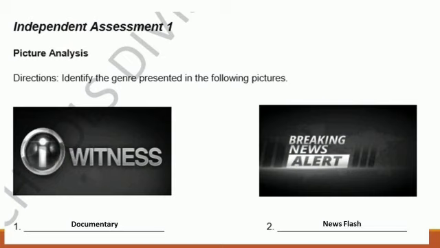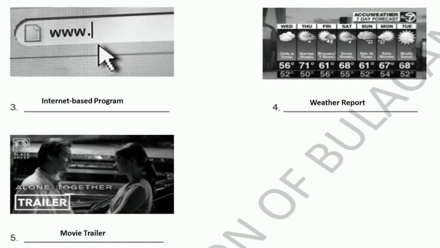Okay, so for number 1, we have documentary, because Eyewitness is a documentary program or it shows documentary films. For number 2, it is newsflash. That's why we have the words in the picture, Breaking News Alert, because it is a newsflash. Next, it's internet-based program, number 3, since we have the www. The search engine will follow. Number 4, weather report. That's why we have AccuWeather 7-day forecast in that picture.